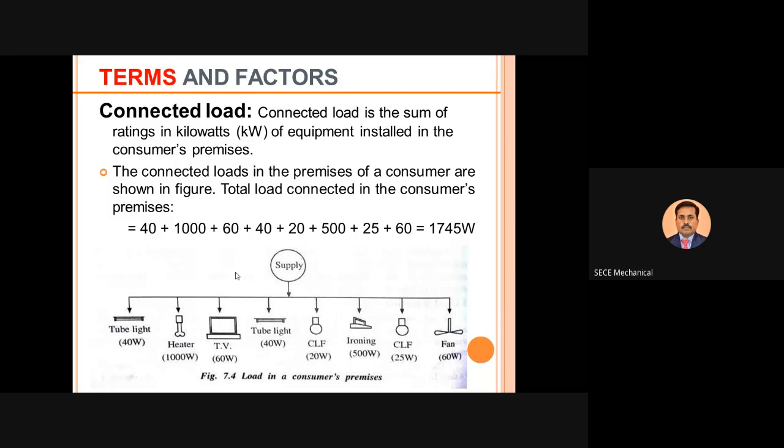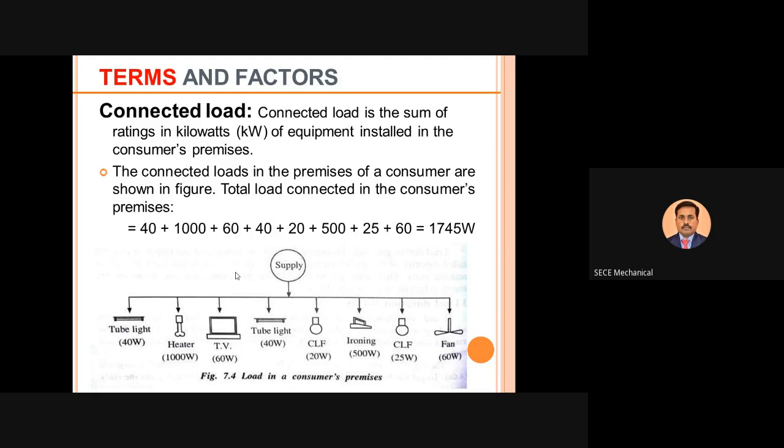For example, in a house, you may use a tube light, a heater, a TV, a CFL bulb, an iron box, and similarly a fan also may be used. So for example, in a house, if you want to operate all these, power is required. If you want to calculate the connected load, you have to add the sum of the equipment's loads.